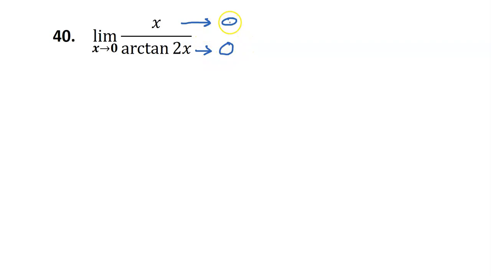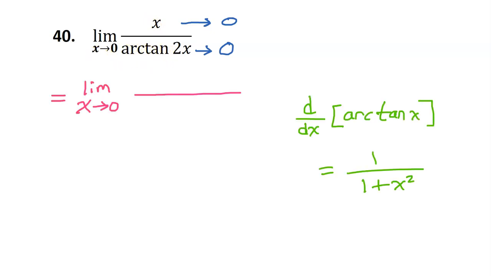Since we are approaching 0 over 0, that means we can use L'Hopital's rule. Let's go ahead and take the derivative of the numerator and the derivative of the denominator and see what happens. Hopefully you remember this fact that you should have memorized long ago. The derivative of arctangent is 1 over 1 plus x squared. So that's about to happen. The derivative of x is 1. So now I'm doing this. So I have 1 over 1 plus x squared.